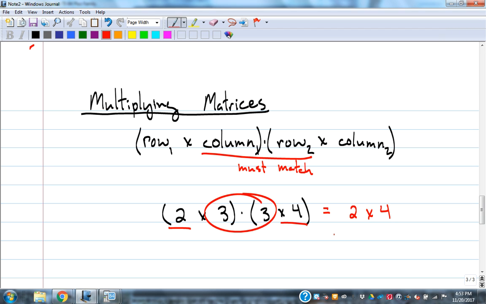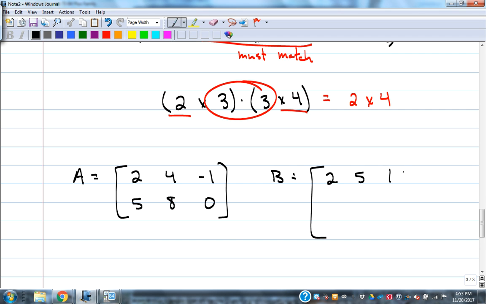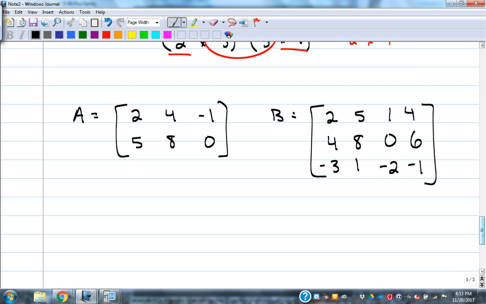So multiplying matrices is a much different animal than adding and subtracting them. It's very, very different. Now, I'll show you how to do it by hand, but I don't think it's going to help you very much, but just in case your calculator dies and you need to know. So here's matrix A: 2, 4, -1, 5, 8, 0. And matrix B: 2, 5, 1, 4, 4, 8, 0, 6, -3, 1, -2, -1. Yay. Nice large matrix there, and not such a large matrix there on A.